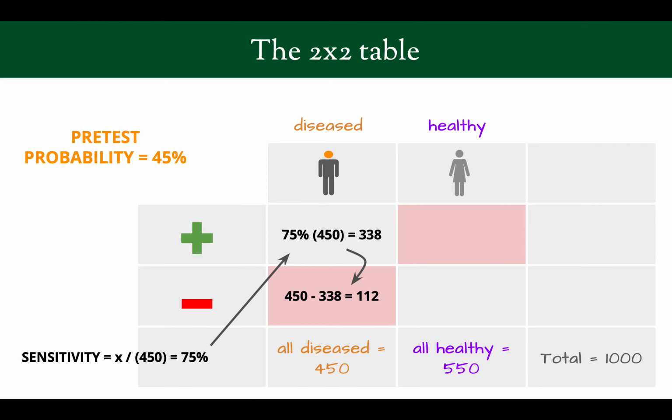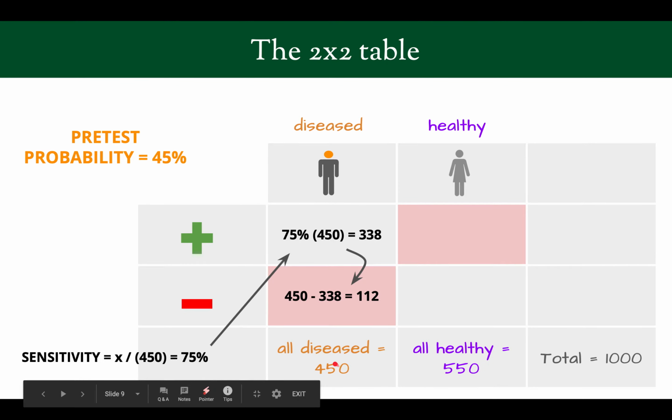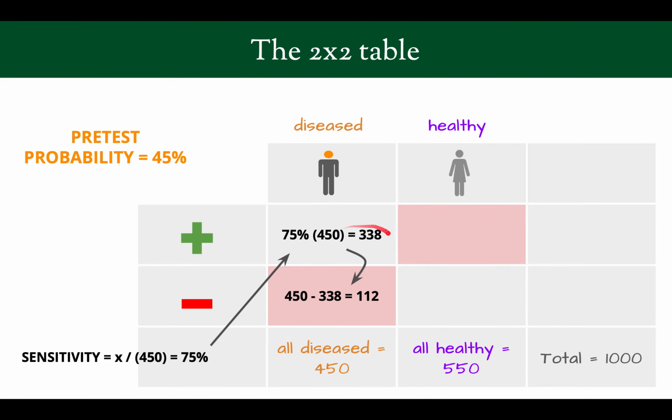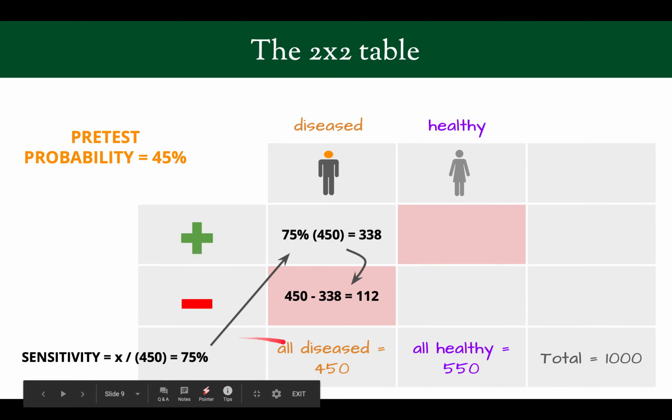So sensitivity. And if we remember, sensitivity is, of all the people who have the disease, how many of them have a positive test. So it's going to be this over this whole column. And so we know that 75% of the people who are diseased are going to have a positive test. So we could take 75% of 450, and we get 338, or we could just solve for x. And we know that this column has to add up to 450, so 450 minus 338 equals 112.